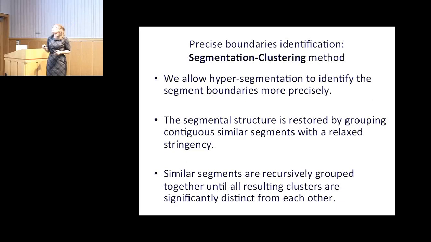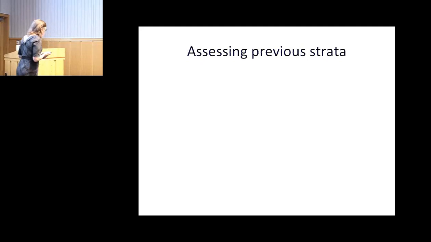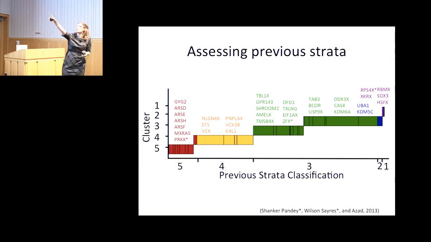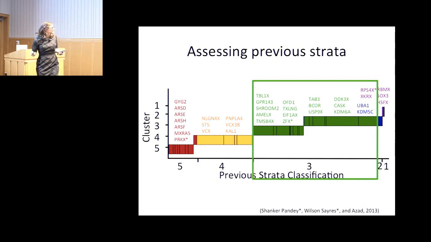But then you'll ask, does it actually work for finding different evolutionary strata? So the first thing that we did was apply it to the previous strata. Along the x-axis are the regions of strata 5, 4, 3, 2, and 1, as previously described, and I'll box them for you. And along the y-axis are the clusters that we identified. So you can see we do fairly well with 5, 4, 3, 2, and 1, and you'll say, wait a minute, what about 3? There's two big ones in 3, and you told me that that's only one.